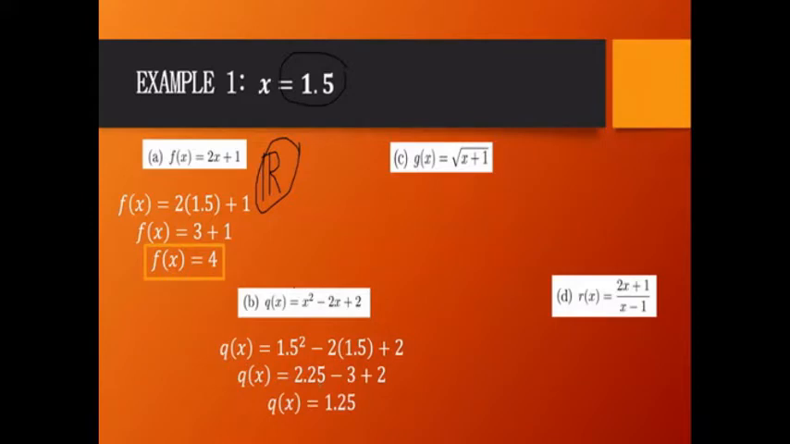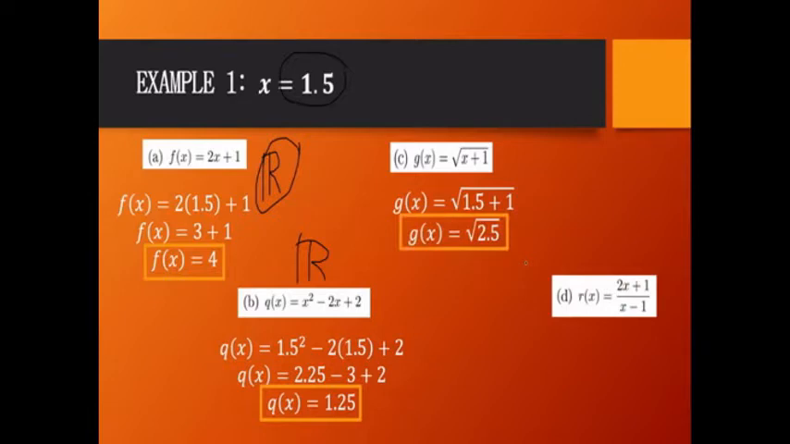Okay? Next, letter C. And by the way, real numbers din ang ginamit natin dito. Pwede niyong balikan yung discussion natin last time. And proven na lahat ng real numbers pwede nating gamitin as the domain for letter B. Another example, we have the square root of x plus 1. Square root of x, x is 1.5 and then copy plus 1. Simplify, we have the square root of 2.5. And then we can consider this our final answer.